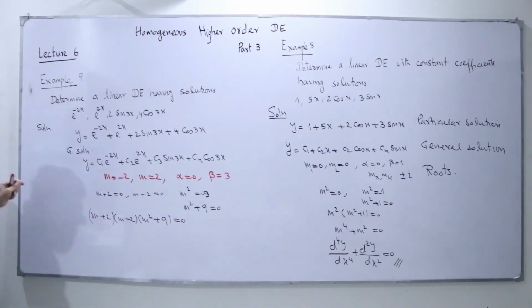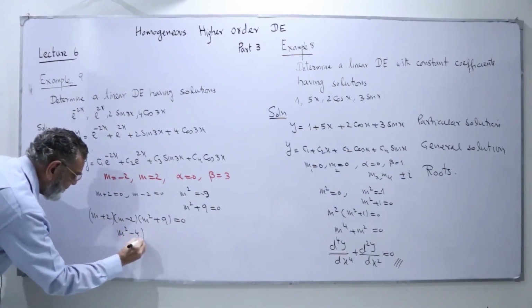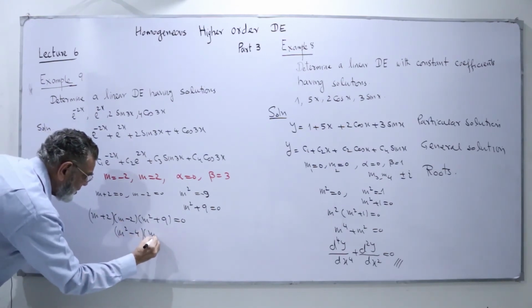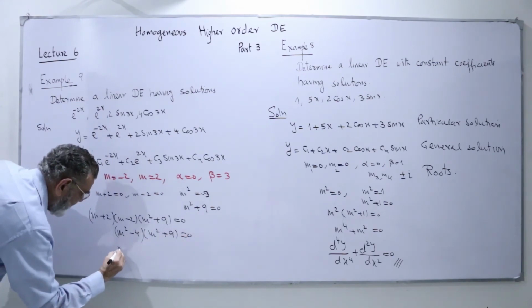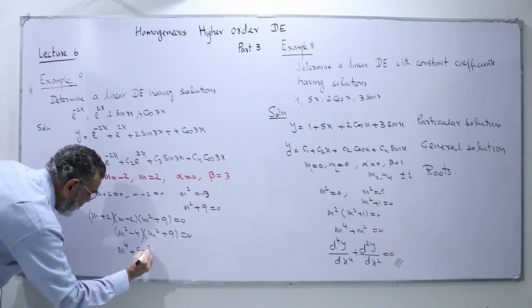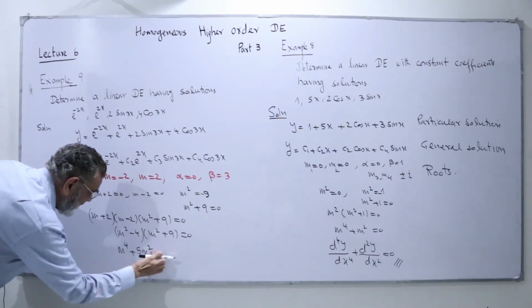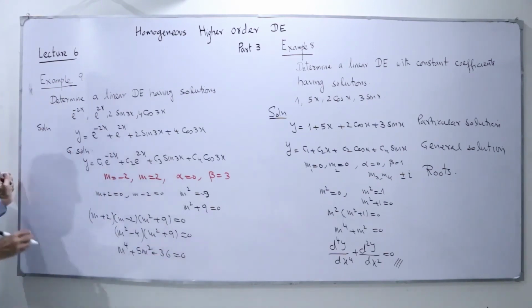Now we multiply them together. To simplify this, we get m square minus 4 into m square plus 9 equal to 0. Multiply them. We get m to power 4 plus 5 m to power 2 minus 36. So that's my solution in the characteristic equation form. I have the characteristic equation form. Now we can write my differential equation.